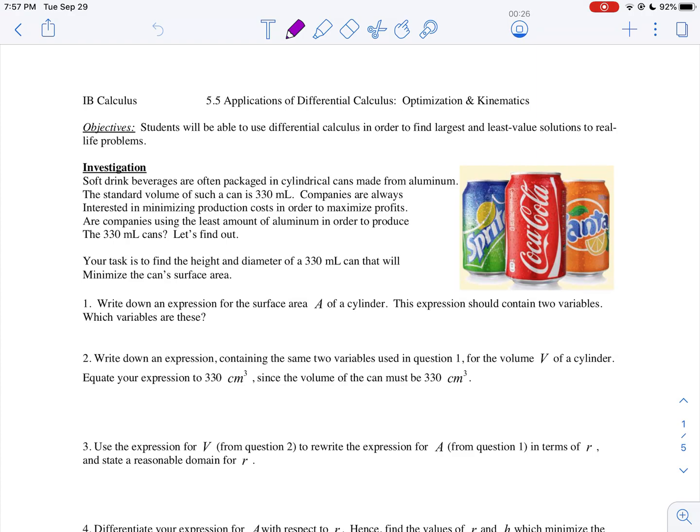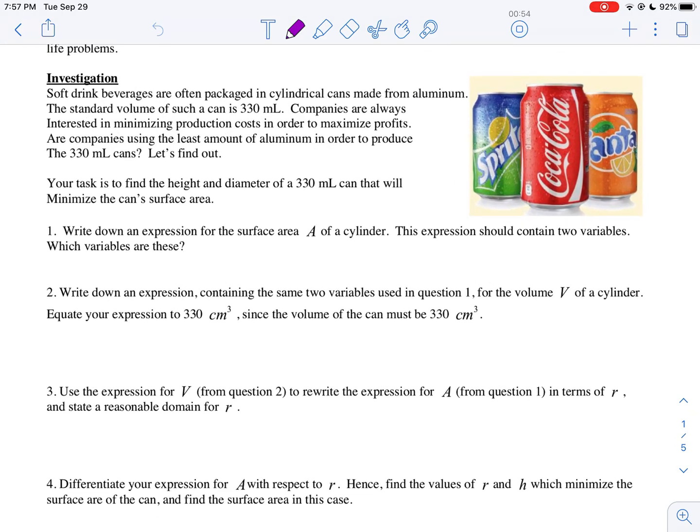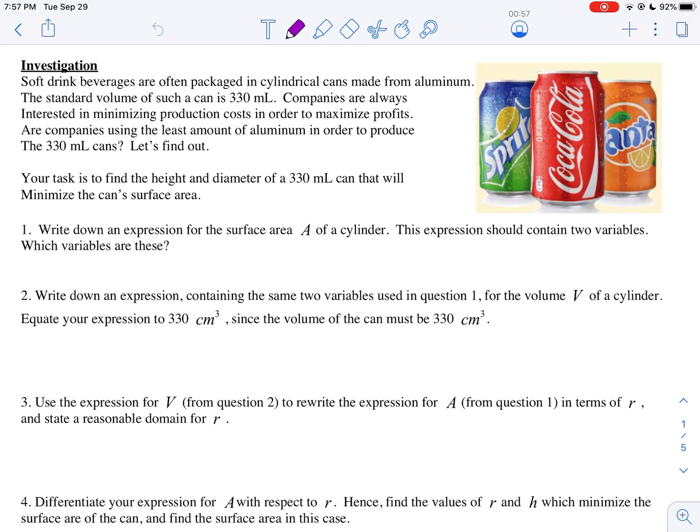It says soft drink beverages are often packaged in cylindrical cans made from aluminum. The standard volume of such a can is 330 milliliters. Companies are always interested in minimizing production costs in order to maximize their profits. Are companies using the least amount of aluminum in order to produce the 330 milliliter cans? Let's find out. All right, so your task, really our task, is to find the height and diameter of a 330 milliliter can that will minimize the can's surface area.